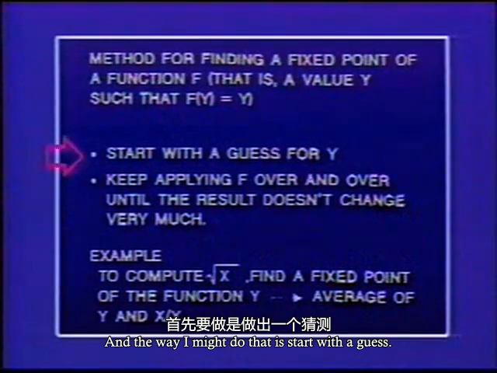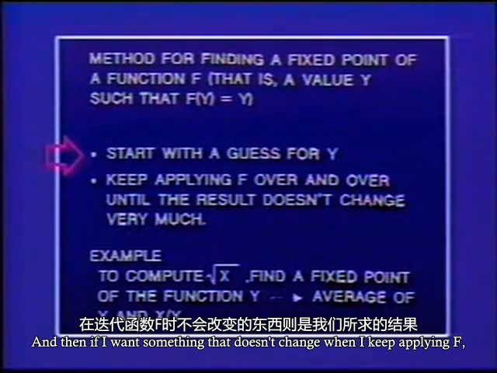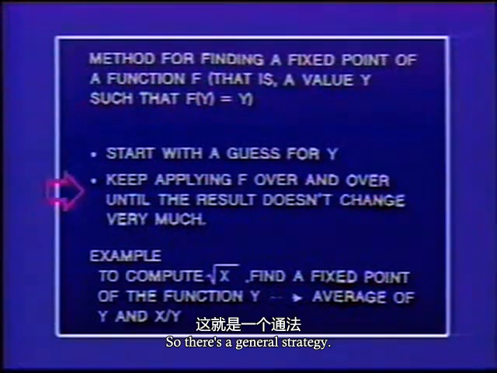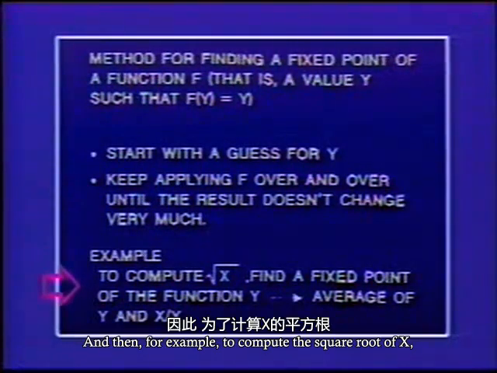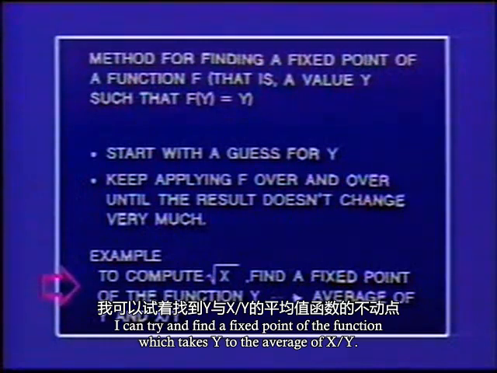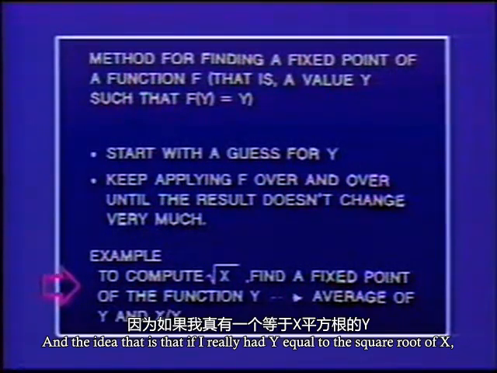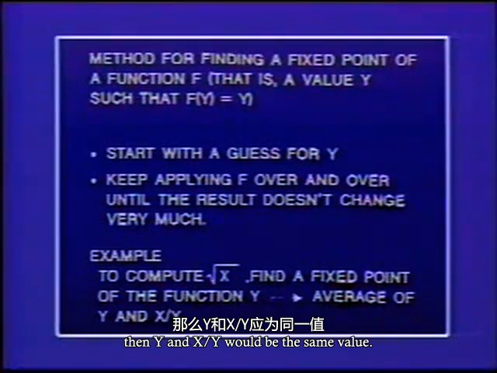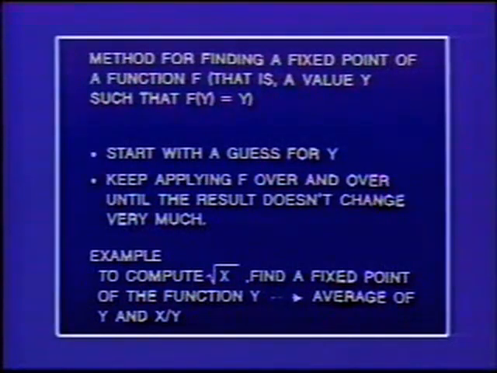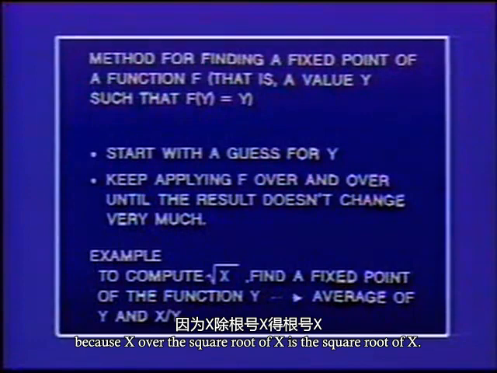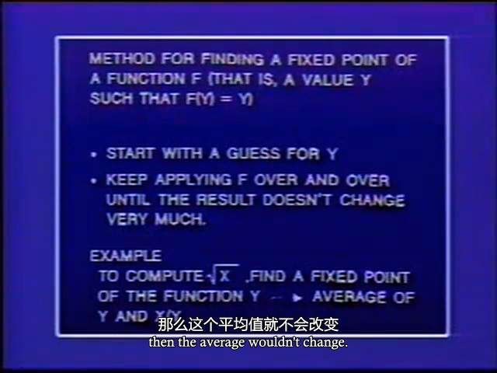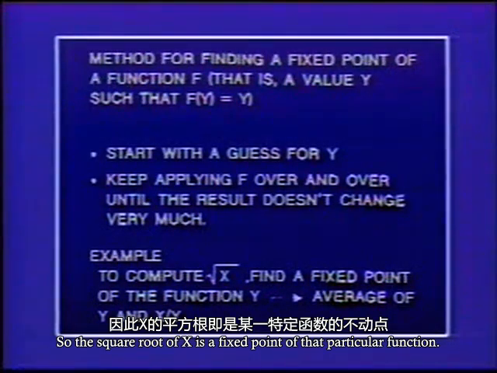And the way I might do that is start with a guess, and then if I want something that doesn't change when I keep applying f, I'll keep applying f over and over until that result doesn't change very much. Right, so there's a general strategy. And then, for example, to compute the square root of x, I can try and find a fixed point of the function which takes y to the average of y and x over y. And the idea of that is that if I really had y equal to the square root of x, then y and x over y would be the same value. They'd both be the square root of x, right? Because x over the square root of x is the square root of x. And so if y were equal to the square root of x, then the average wouldn't change. Right? So the square root of x is a fixed point of that particular function.